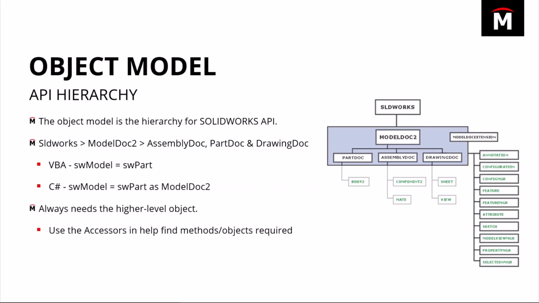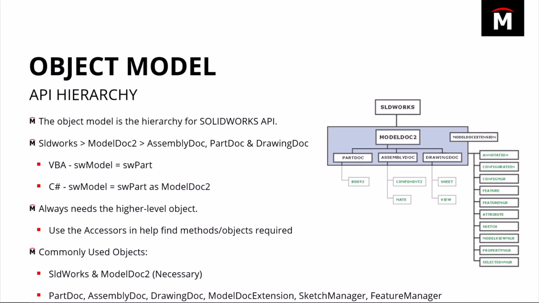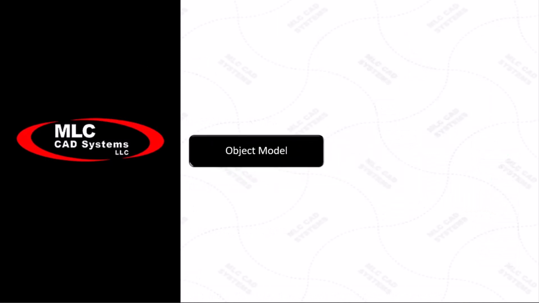So we always need some higher level object to access a view. For instance, we need a DrawingDoc. Understanding this hierarchy will help us navigate the API. Most commonly, like I said, we always need an ISldWorks. We always need a ModelDoc if we want to interact with any document within the application. But we may need, from there, a part or assembly document, depending on what task we're trying to automate with the API. So the object model just provides that hierarchy. It's something to keep in mind as you're going through the documentation, which we'll look at here next.